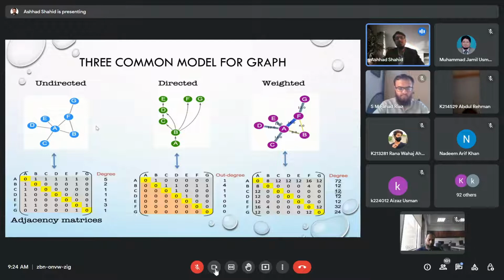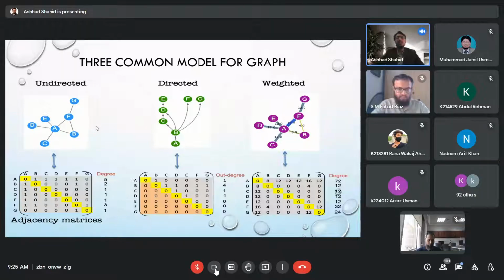Similarly, we have directed graphs also. There is no way to come from B to A. Once you have moved from A to B, there is no way to come back from B to A. You have to go from B to C, or from B to D, B to F, B to G. There is no way from B to E either. This is the way we describe a directed graph.